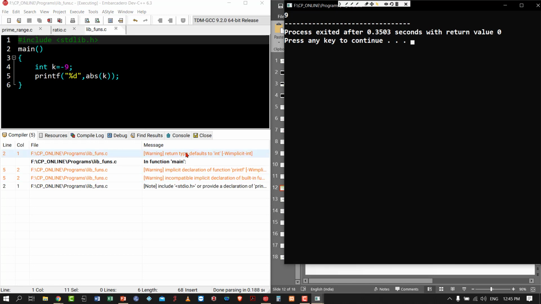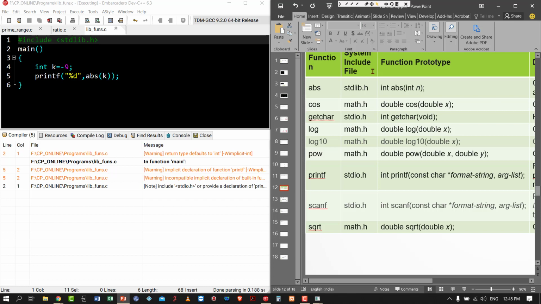Okay. Here I have only 3 warnings. Earlier I had 4 warnings, because here I mentioned the library for ABS. Similarly, printf, I already told you, printf is also a library function. So we will discuss printf later.